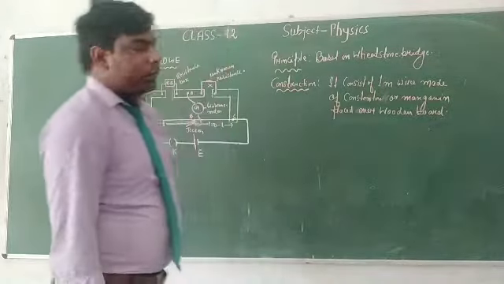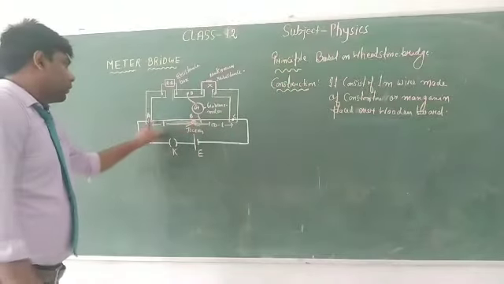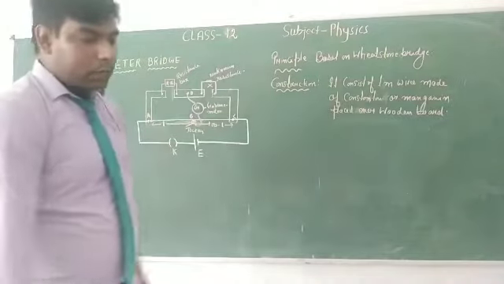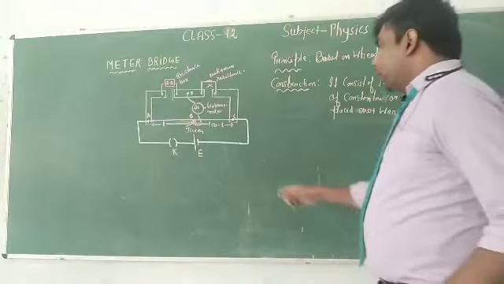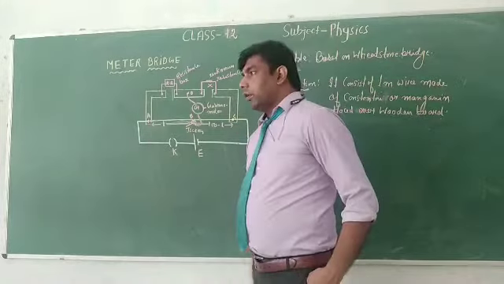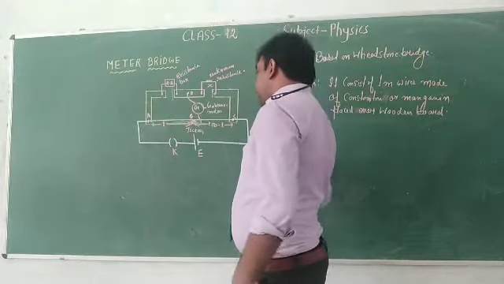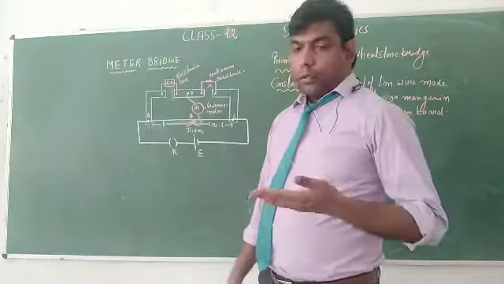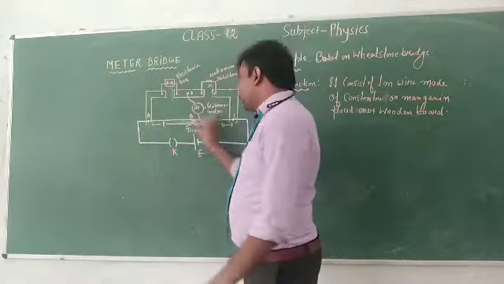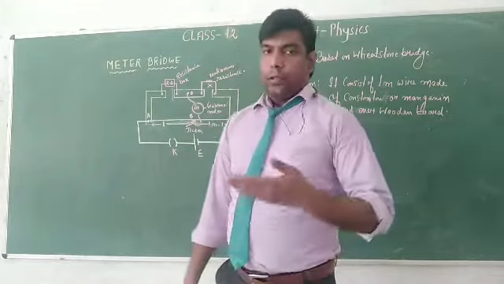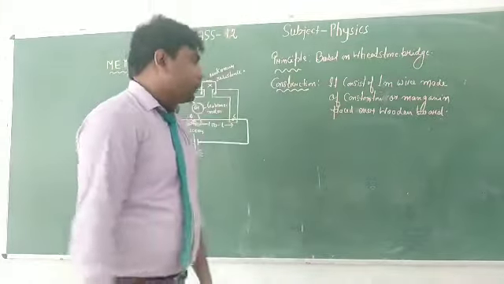It consists of a 1 meter wire. See, the wire is AC, made of constantan or manganese, right? And it is placed on a wooden block, and there is a scale running parallel to the wire.